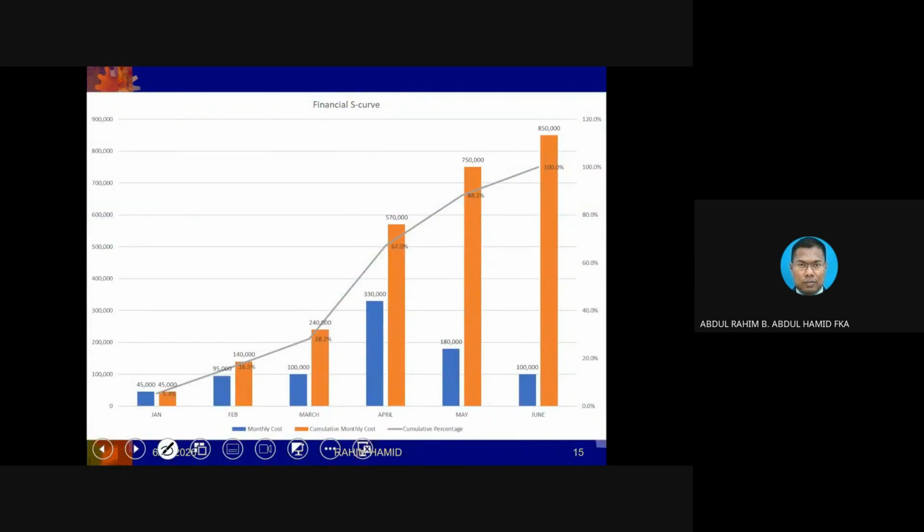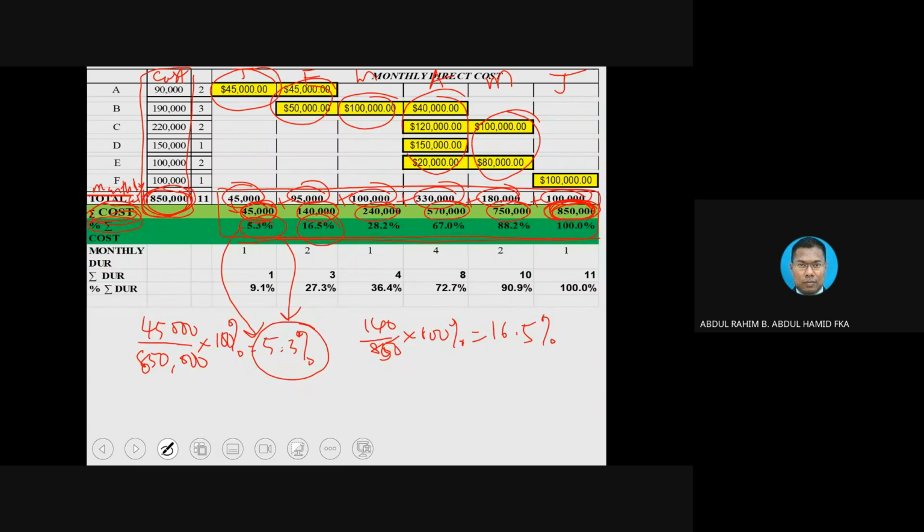This is the amount, this is the percentage, and this is what we call the financial S-curve. Now you are able, for a simple project that only has how many? 1, 2, 3, 4, 5, 6 activities. And the most important thing, we need to construct the bar chart.